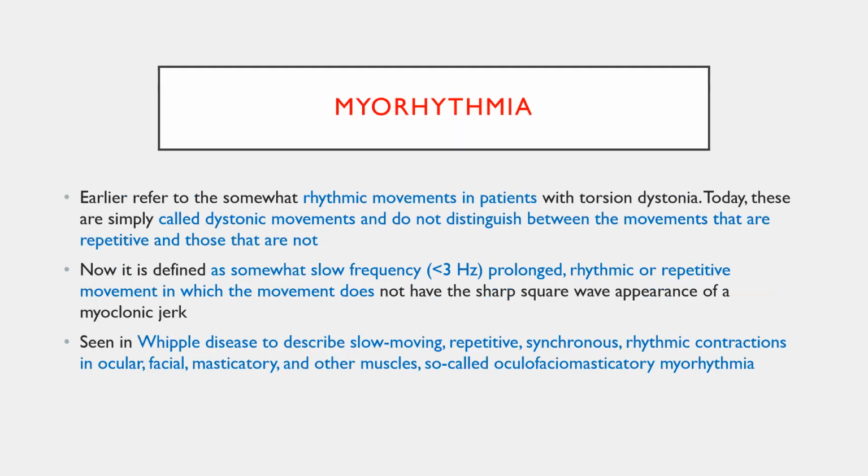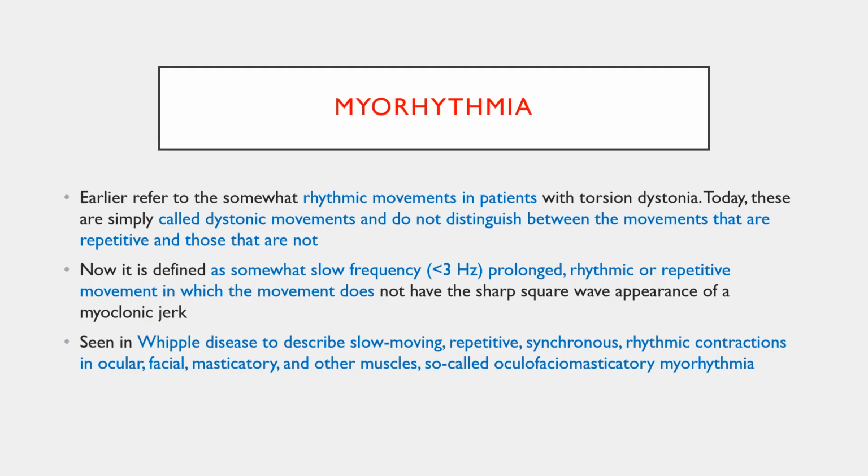Next one is myorhythmia. These are also like tremors only, but slow rhythmic movements will be there. Most commonly it is bilateral. Predominantly, it affects the orofacial masticatory muscles, and frequency would be less than 3 Hz. So classically, we see in Whipple's disease. This is called oculofacial-masticatory myorhythmia. This is very classical and diagnostic of Whipple disease. We'll show you the video.